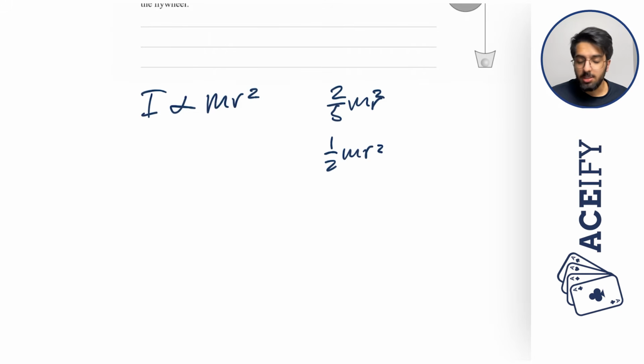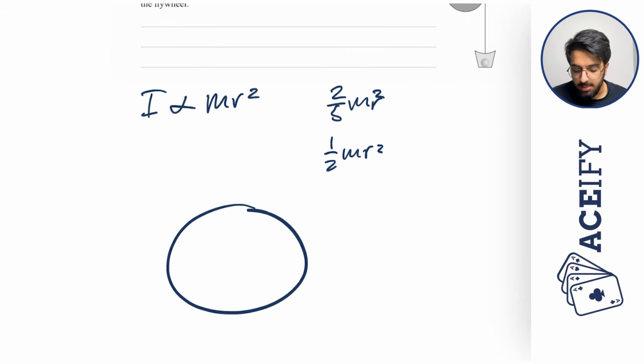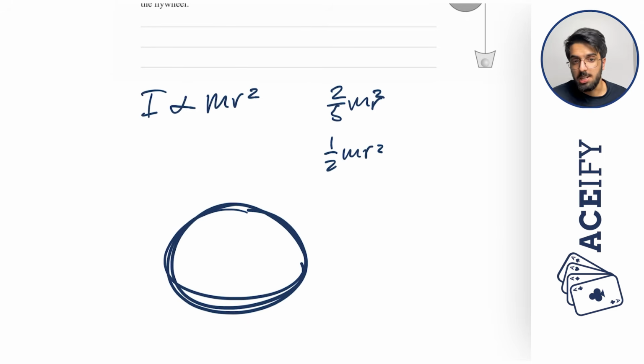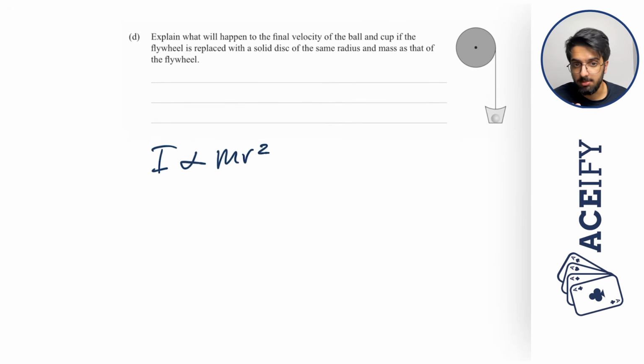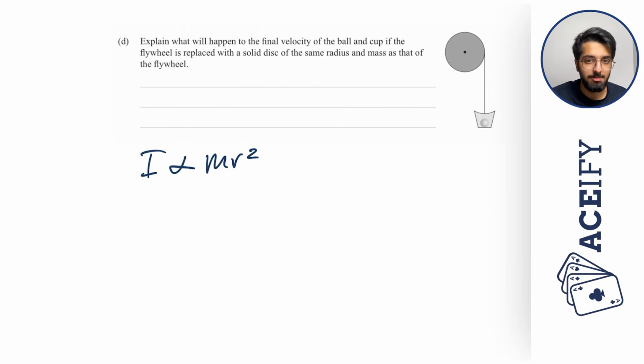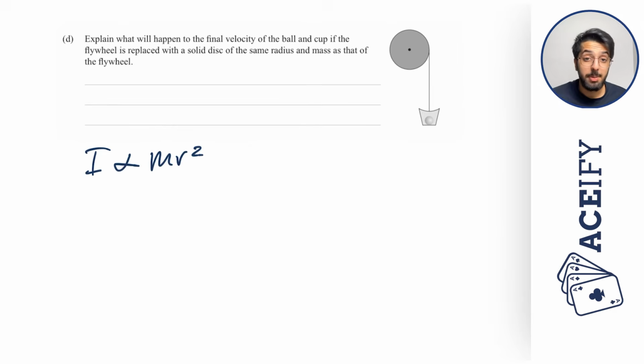It's equal to mr squared when all the mass is on the outer edge of the circle, which in this case, we know it's a solid disk, and we know that's not the case, right? So directly proportional. Our mass stays the same, so we don't need to worry about that. Because the distribution of mass has now changed, the effective radius has decreased.